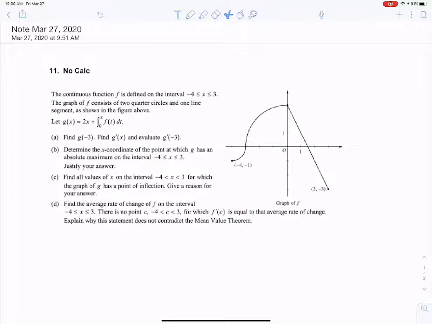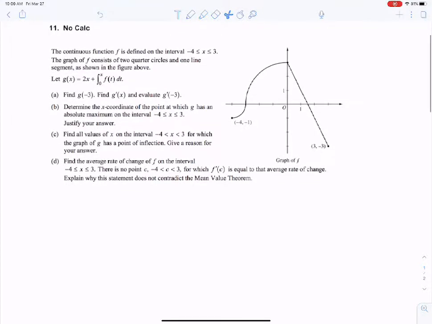Okay, so let's get going on here. The first one is asking us to find... So let's see. We've got this continuous function defined by these graphs from -4 to 3, and there are 2 quarter circles and a line segment. And then we are given this.